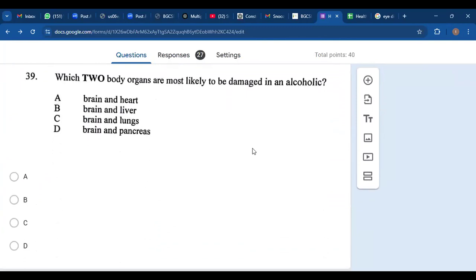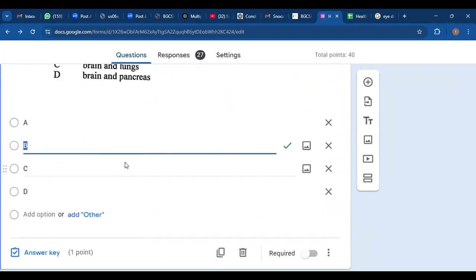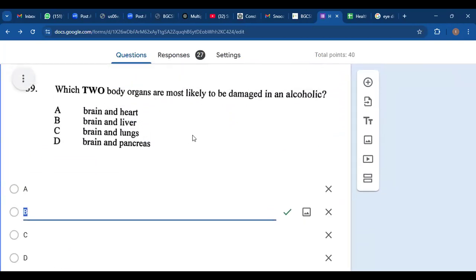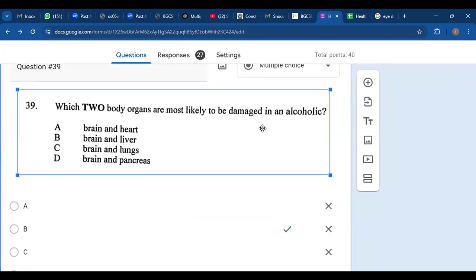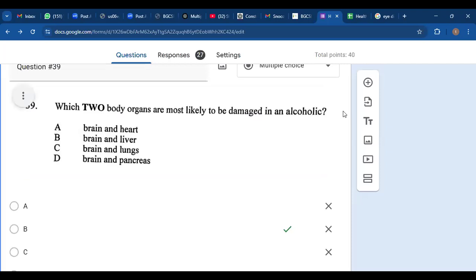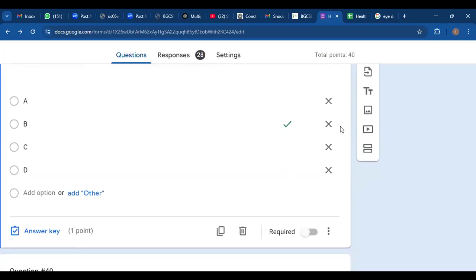Mostly the brain and the heart. Yeah, the brain and the liver. Brain and the liver. That's so true. Mr. Petit, does it mean during the process of being drunk or after that, like being an alcoholic? Yeah, like, in general. Okay.